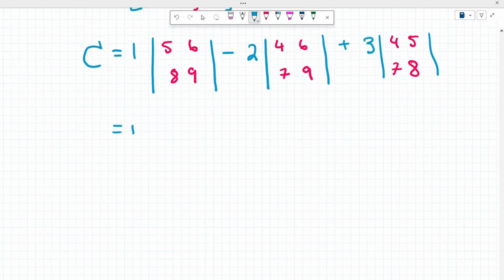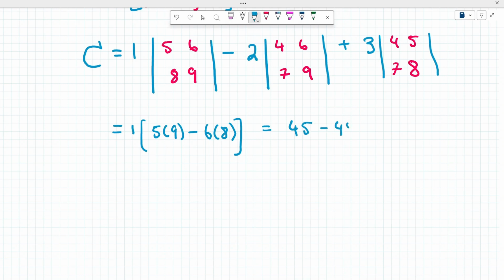Okay, so we have 1 multiplied by 5 times 9 minus 6 times 8. That's our first term, and we can calculate this one first. This equals 45 minus 48, which equals negative 3. Let's label these as 1, 2, and 3, and we'll calculate them individually. So we have our answer for 1. Now let's find our answer for 2.